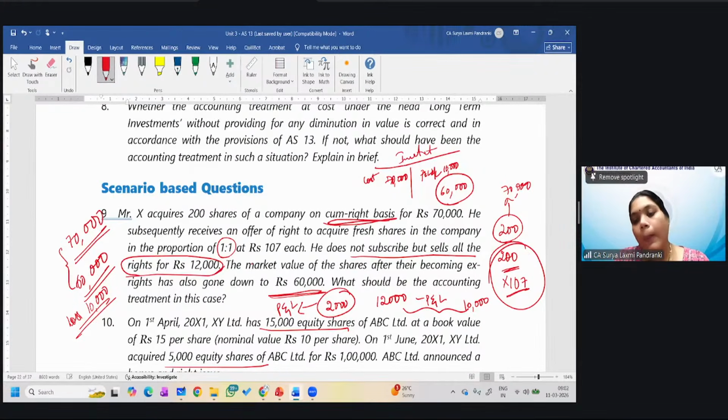Ma'am, will this be the same case if it is non-current investment also? Non-current investment, you mean long-term investment? Yeah, long-term investment. It will be the same. Okay.